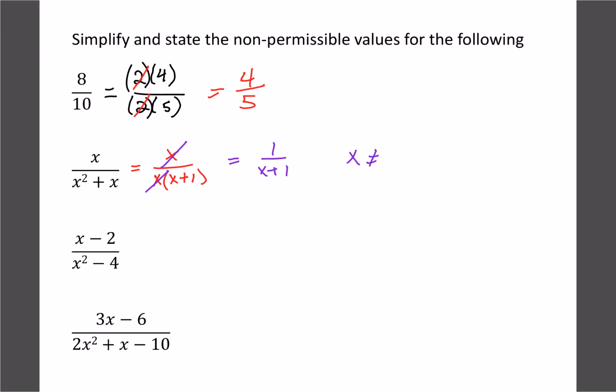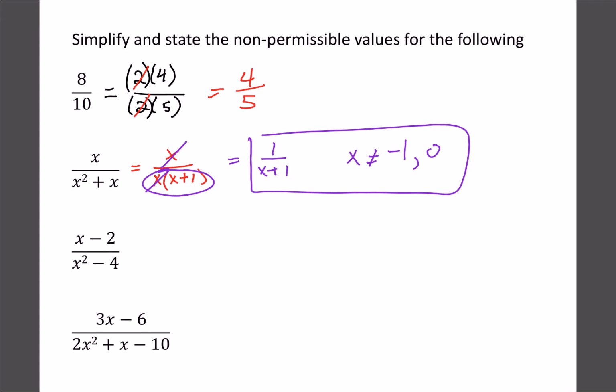And because there's x on the bottom, we have to do our non-permissible. So we have our negative 1 would be the non-permissible for our answer. But we have to actually make this work for the originals. If we look at our factored form, that's the easiest place to figure out your non-permissibles. So x can't equal negative 1, and it can't equal 0.